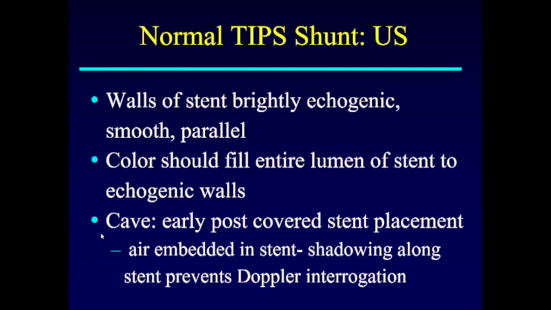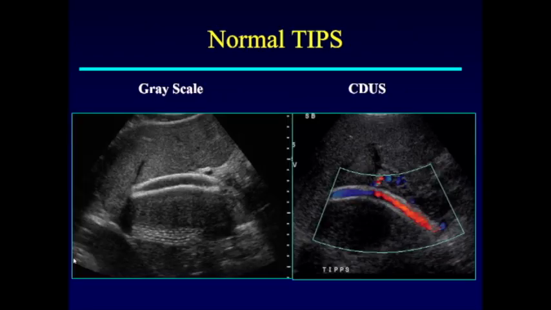And be very careful, though. We have learned that in the very early phase post-placement of the PTFE covered shunts, you can get an artifact that mimics portal shunt thrombosis, because there is some air embedded in the stent, and as the stent expands, this air gets released and then causes a very bright shadowing artifact along the stent, which prevents Doppler interrogation deep to it. So here's your normal shunt, nice parallel grayscale echogenic regions.